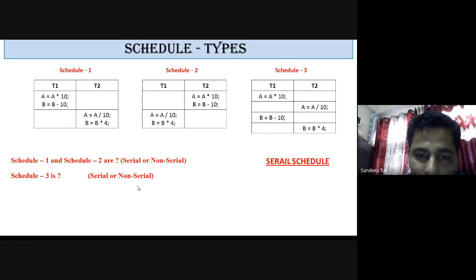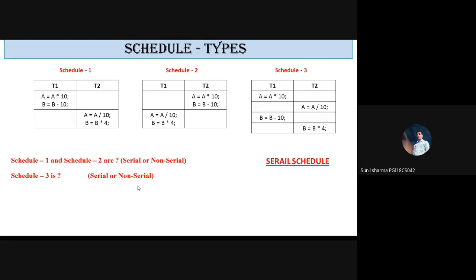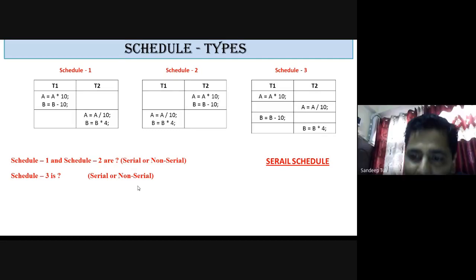So what is serial and what is non-serial? These types of schedules need to be understood. What is interleaving also needs to be understood. Now schedule 3. Schedule 3 is either serial or non-serial? Non-serial. Now it is non-serial.